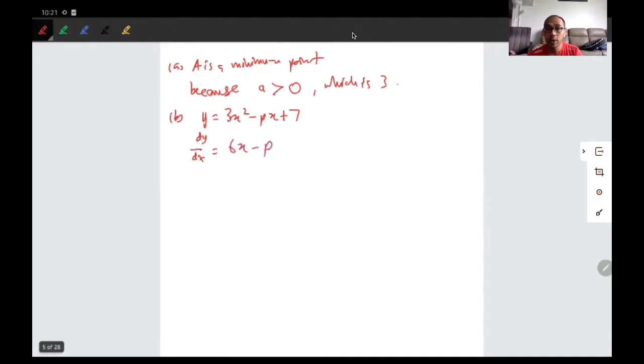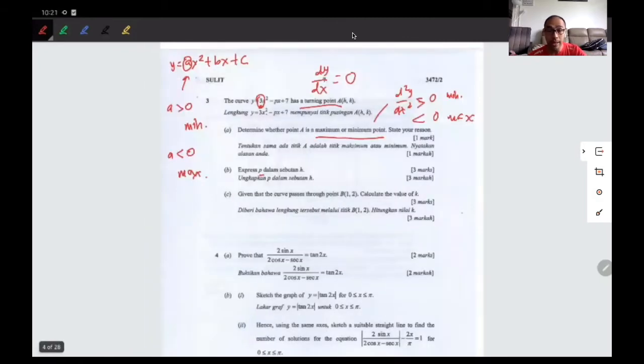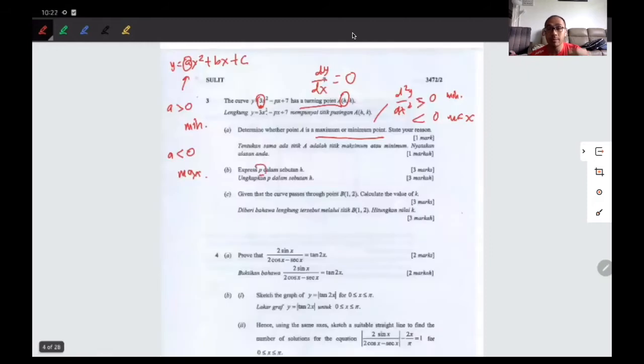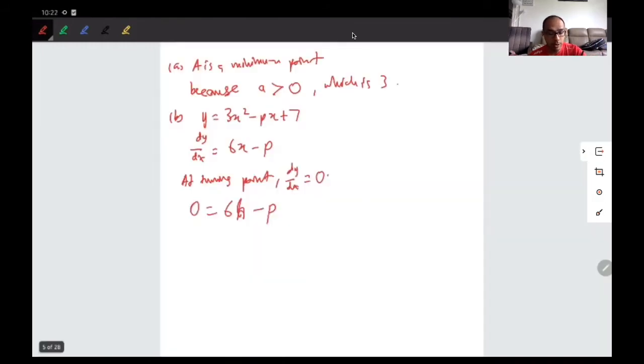Okay, and we know that at the turning point, okay, dy/dx is equals to 0. So 0 equals to 6. What is the x coordinate? The x coordinate is h. So 6h minus p. Therefore, we can express p in terms of h. Express p in terms of h means p equals to yada yada. Inside there got h lah. So this will give us p equals to 6h. Final answer.